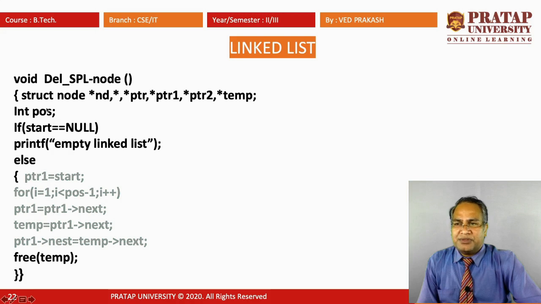Now here we use the pos variable. This pos variable is used to denote from which position or location we want to remove the node. Now first we check for empty. If start equals null, then we can say our circular linked list is empty, and if our circular linked list is empty, then we cannot perform the deletion operation. Else, it means there are some nodes in the circular linked list.